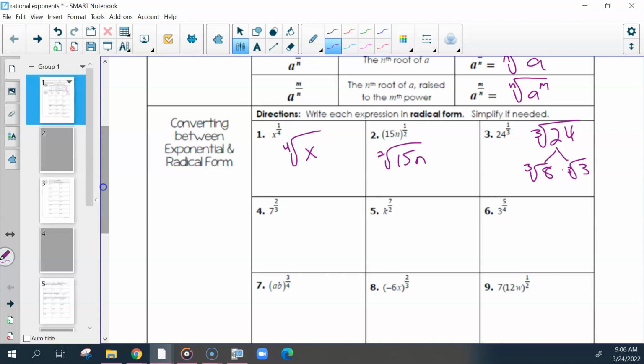The cube root of 8 is what? 2. Five. Anything that is just numbers, you can check in your calculator and it should work out to be the same.